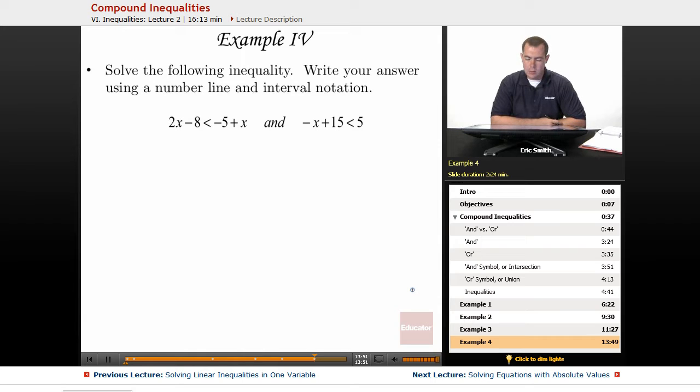So solve the following inequality. Write your answer using a number line and interval notation. Okay, so I have two inequalities, a bunch of different x's. Let's work on getting them together first.